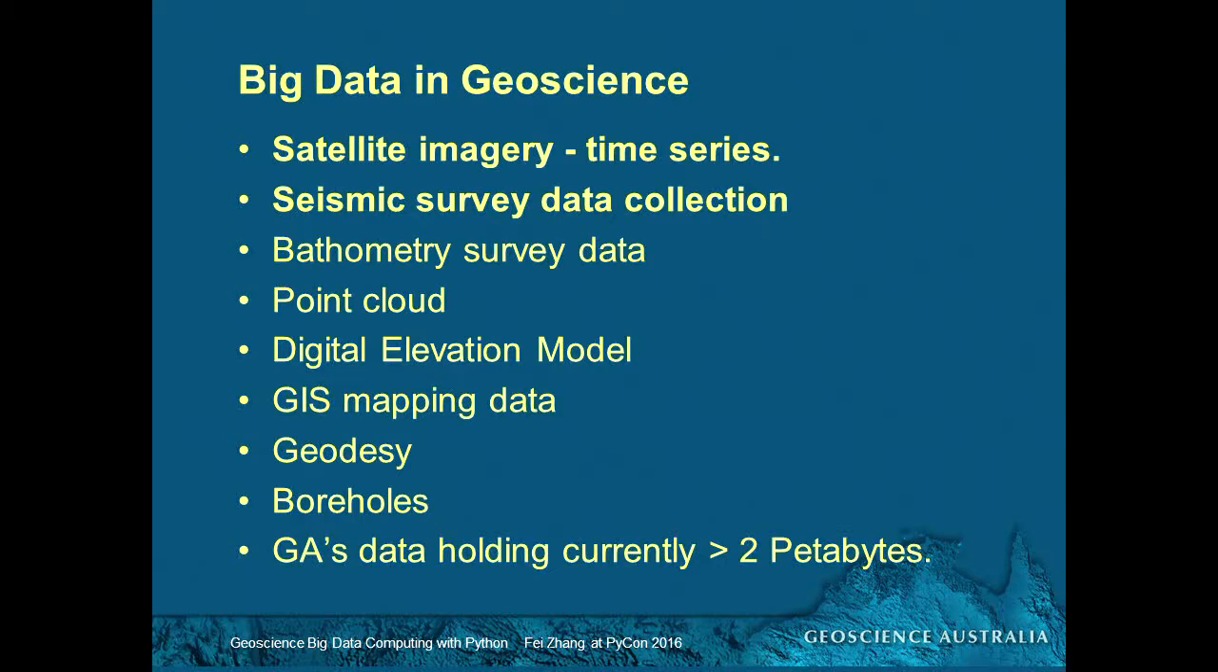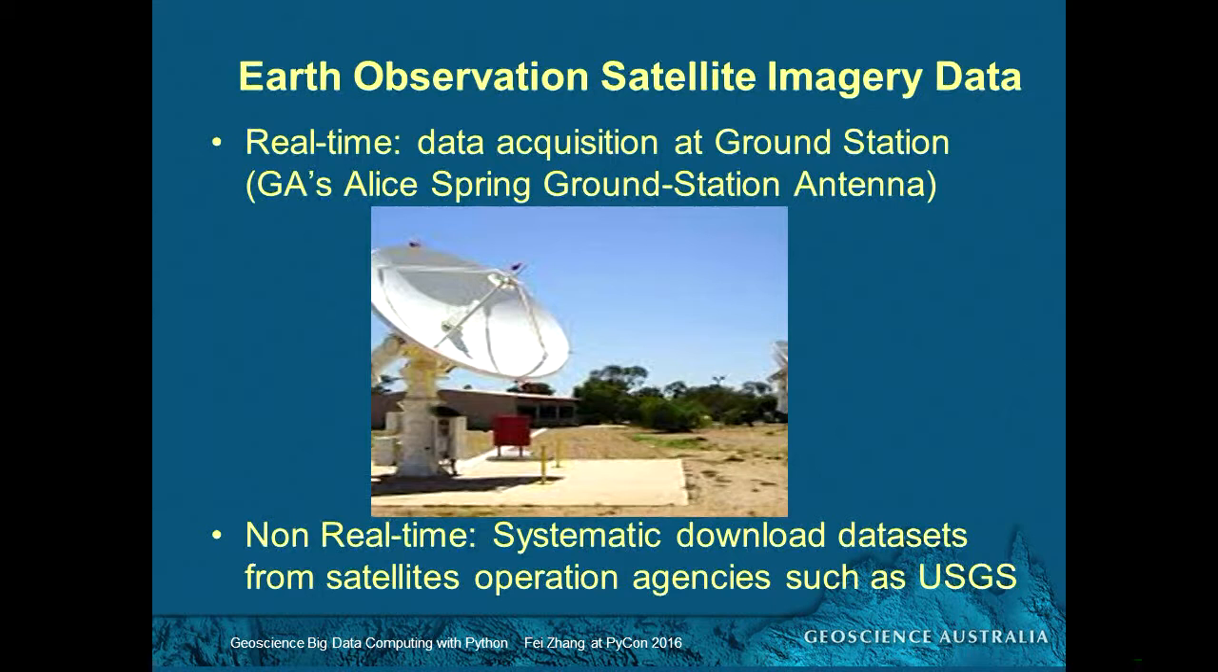So all that, and also point cloud, digital elevation model, GIS mapping, geodesy, boreholes. Altogether, Geoscience Australia has a data holding exceeding 2 petabytes at least. And this number, of course, is growing every day. I say 2 petabytes is a conservative estimation. Today, I'm going to focus mainly on the area of Earth observation, satellite imagery data.